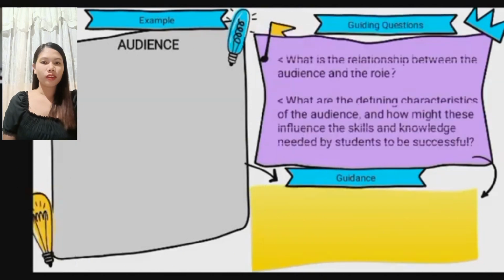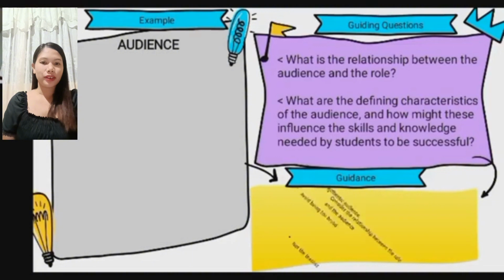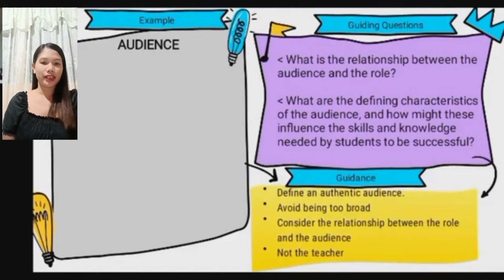So, for the audience, the guiding questions are: what is the relationship between the audience and the role? What are the defining characteristics of the audience and how might this influence the skills and knowledge needed by students to be successful? So to guide us in writing the goal, we have to define an authentic audience and avoid being too broad. Consider the relationship between the role and the audience and not the teacher.